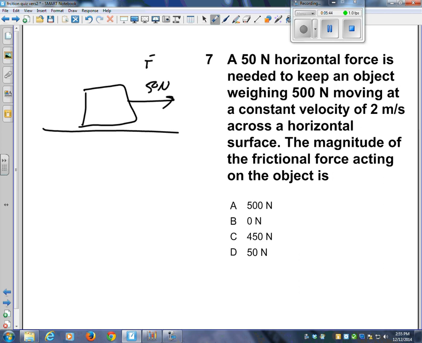If you have to apply 50 newtons to move it at a constant velocity of 2, does it matter what the constant velocity is? No. What's the friction force? Minus 50. Well, I guess D would be the best answer.